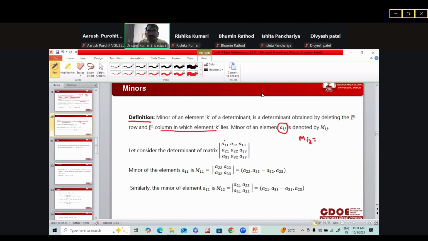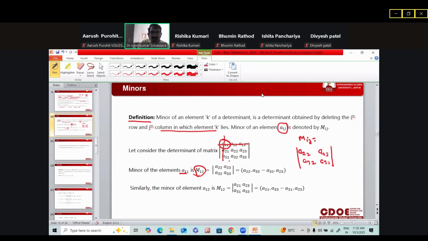Suppose we are going to find the minor of the element A11. The minor of the element A11 is denoted by capital M11. How to calculate it? We have to see in which row and which column this element lies. Just leave that row and column. The remaining elements, A22, A23, A32 and A33, in determinant form will give the minor of that element, and its value is always calculated. We multiply this element by this one and subtract this one times this one.